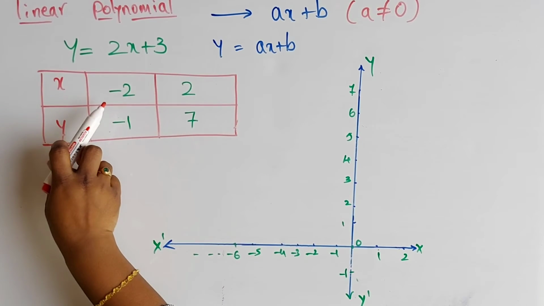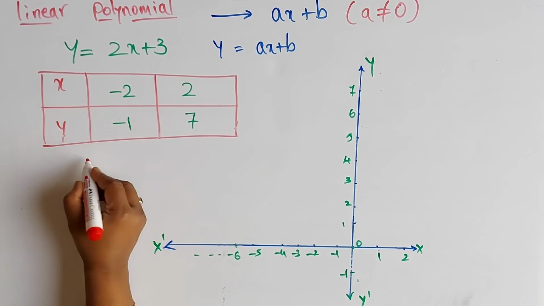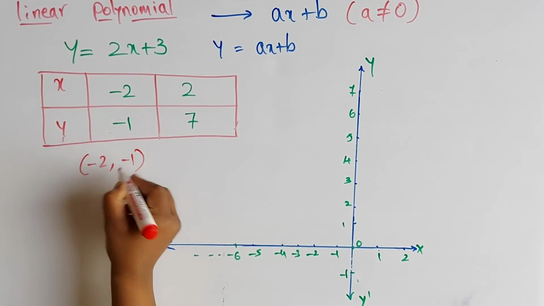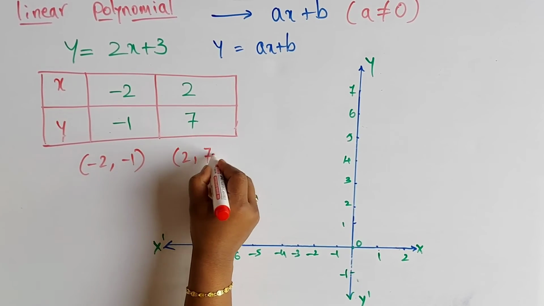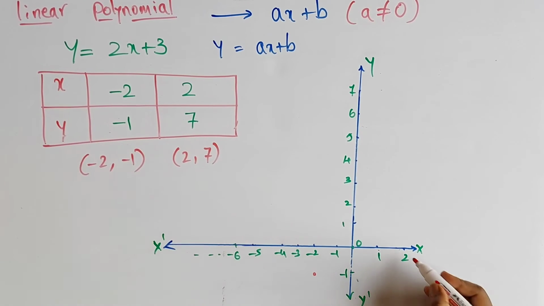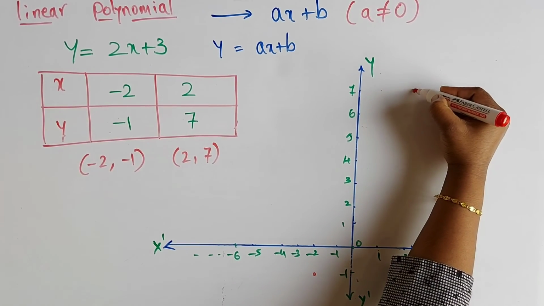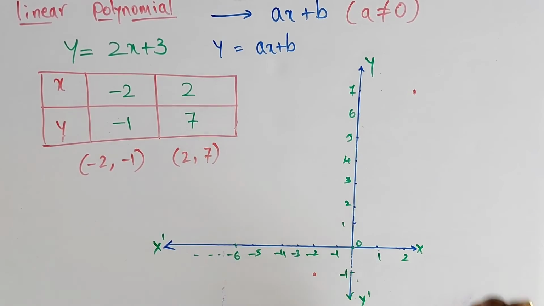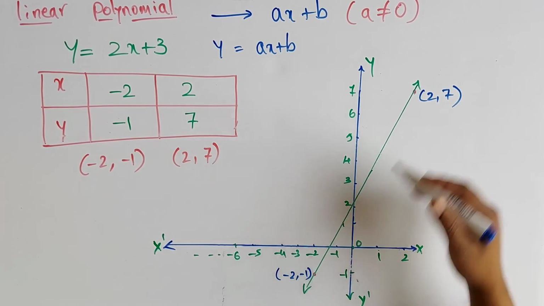Now we'll plot the points, children. One point is minus 2, minus 1. And the second point is 2 and 7. Correct, children? The x value is minus 2 here and the y value is minus 1 here. So here is 1 point. And the x value is plus 2 here, so the y value is 7 here. Here is the second point, children. Right? Now we'll join these points and we'll check the graph. After joining these points, I got a straight line, children.